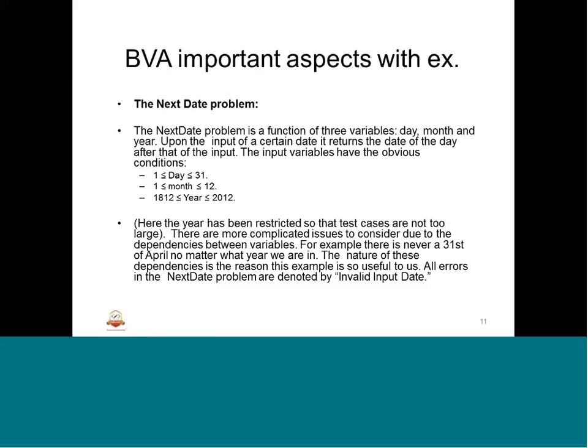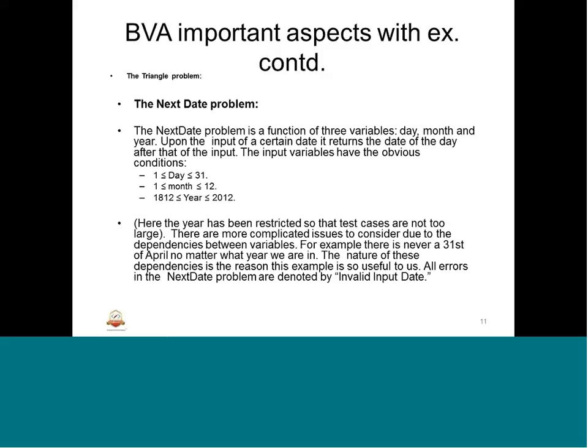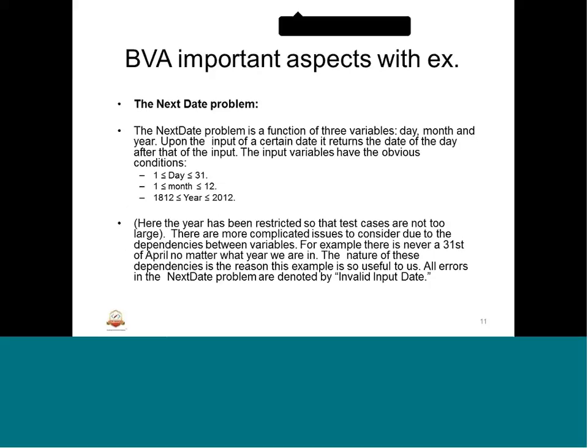Okay, boundary value analysis has a couple of very important aspects. We will discuss the next date problem. The next date problem is a function of three variables: day, month, and year. Upon the input of a certain date, it returns the date of the next day after the input. The input variables have the obvious conditions like below. Day should be 1 to 31, month should be 1 to 12, year should be 1812 to 2012. So this is the definition of three variables. We know these are all realistic dates.